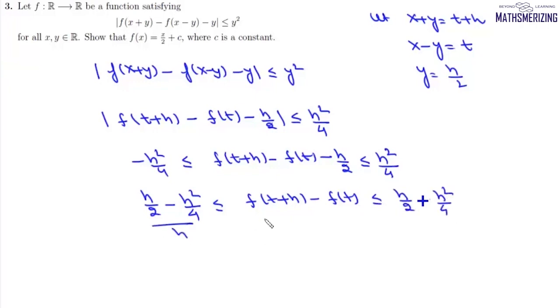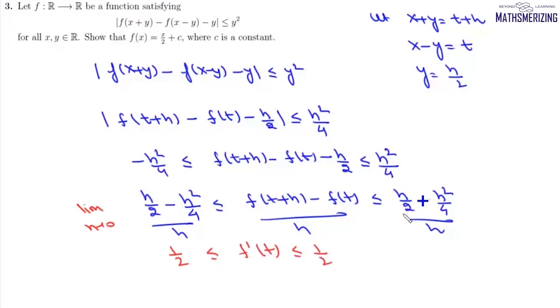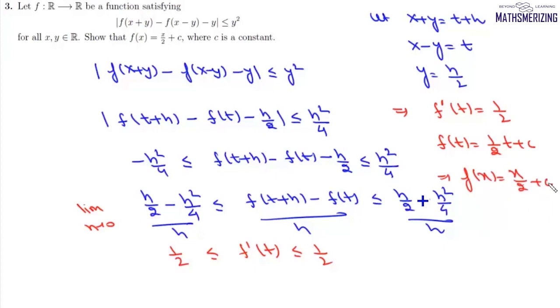Now we'll divide everything by h, and we'll take this limit as h tends to 0. Now this value is 1/2. Now this is nothing but f'(t), and this limit is also 1/2. So from here we can say this f'(t) is 1/2. Now we integrate this function, we write f(t) as t/2 plus c, or we can write this function f(x) will be simply x/2 plus c, where c is a constant. And this is how we solve such questions.